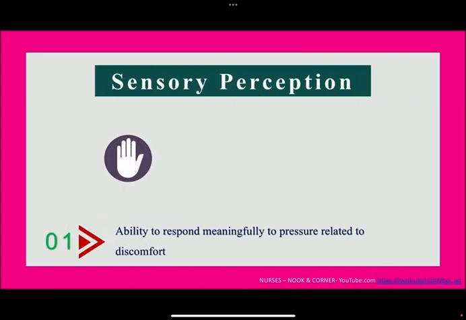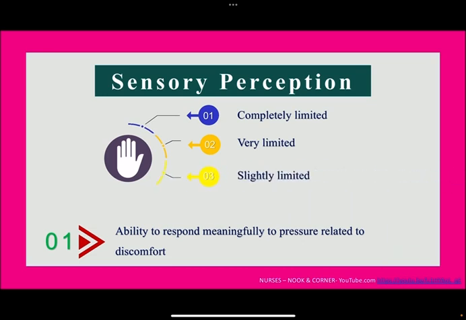The first one is the ability to respond meaningfully to pressure related discomfort or pain. So we'll grade the patient number 1 if the patient is completely limited and can't feel the pain or discomfort all over the body. We'll grade the patient number 2 if the patient is very limited, may feel the pain in only part of the body, maybe half of the body he can feel it. So you'll grade the patient number 2.